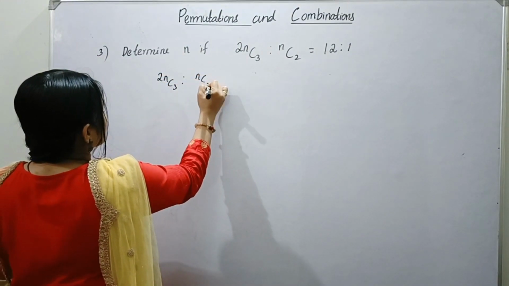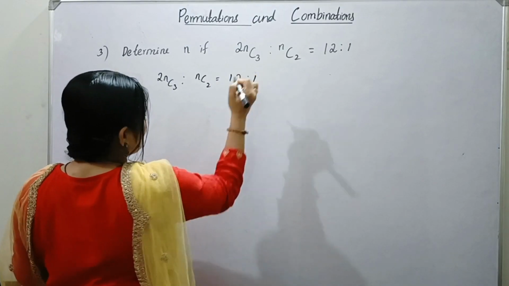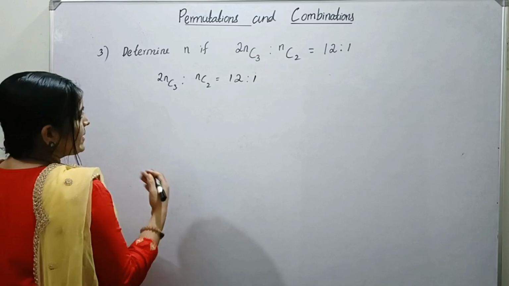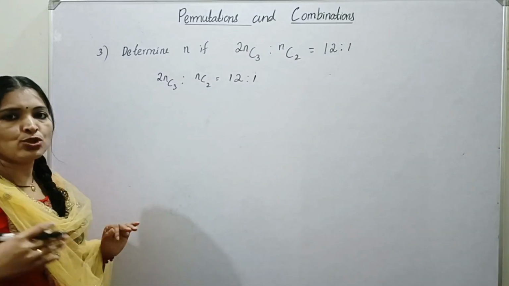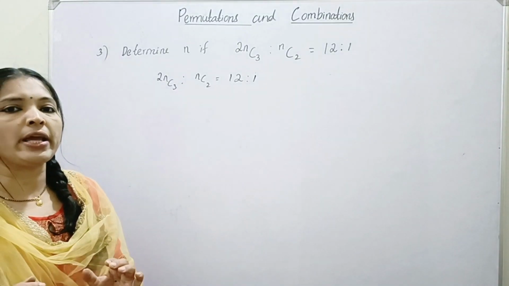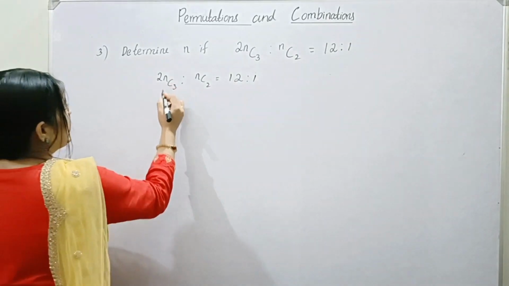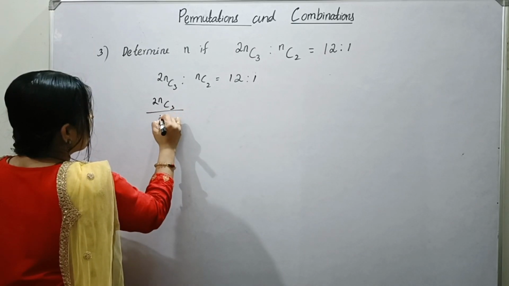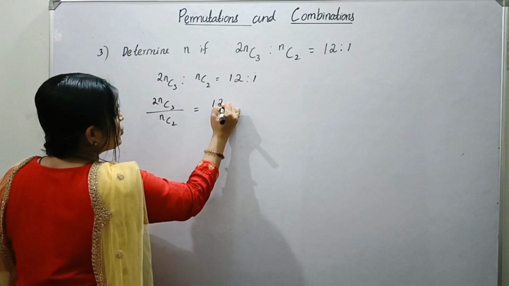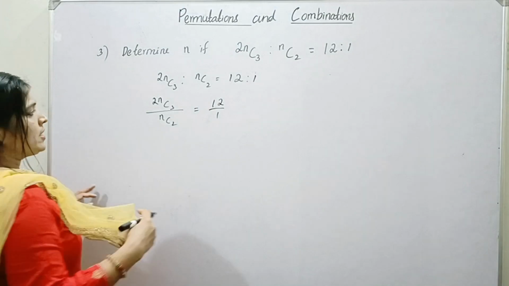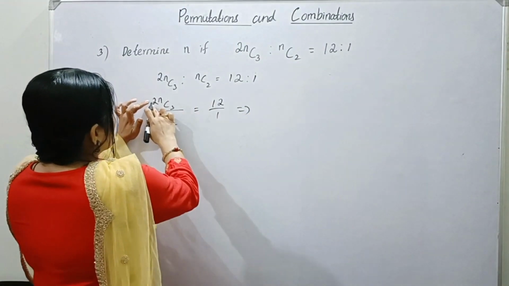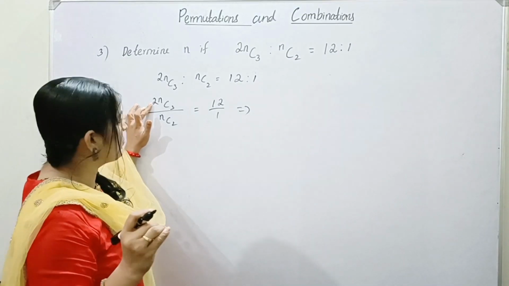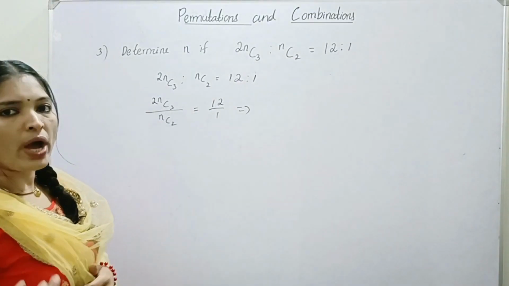2nC3 is to nC2 is equal to 12 is to 1. Apply the formula. Combinations, that is nCr. Here, the ratio m is to n is nothing but m divided by n. So we can write 2nC3 divided by nC2 is equal to 12 divided by 1. Now apply the formula: nCr is n factorial divided by (n minus r) factorial into r factorial.